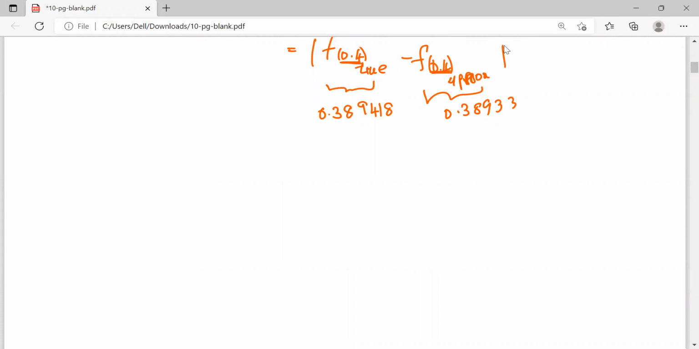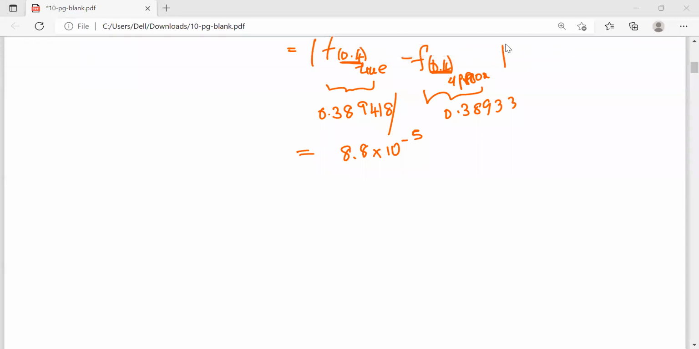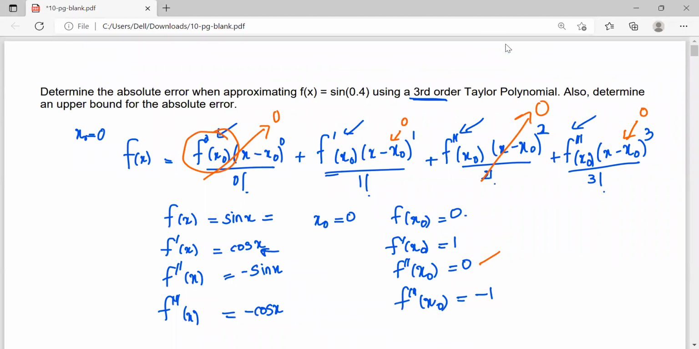This is going to be the true value, but I have chopped that value to 6 decimal places. So what we are going to do next is deduct one from the other, and after that we need to take the modulus. If you do that, you are going to get an answer of 8.8 times 10 to the power minus 5. This is the absolute error when you are calculating sin 0.4 using the third order Taylor polynomial. Now another question they have asked is to also determine an upper bound for the absolute error.